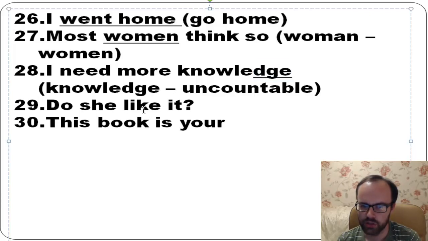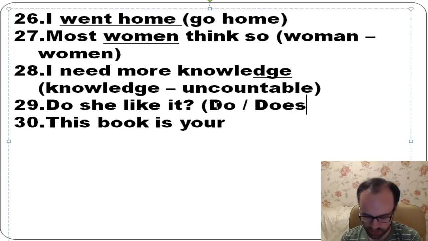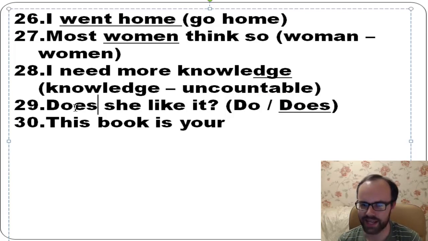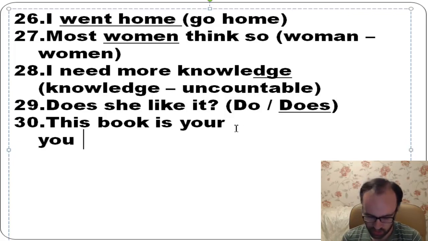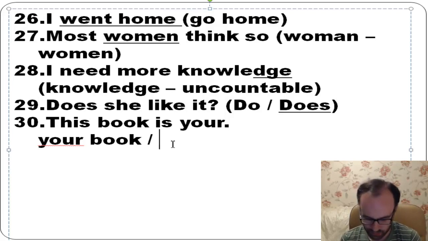Okay, do you like it? So it's a question. In present simple, we ask it with do or does. If you have he, she, it, you need to use does. So, does she like it? Okay, next. This book is your. So you know that you can say, for example, your book, your car, and so on.